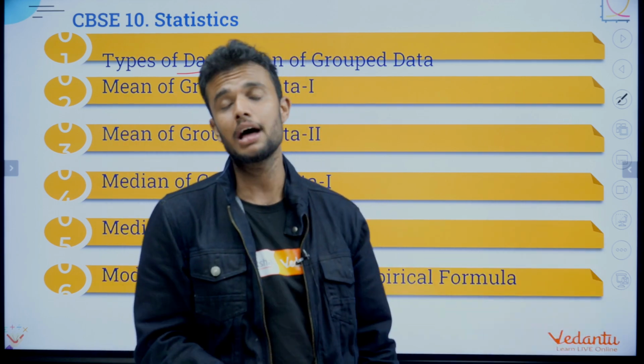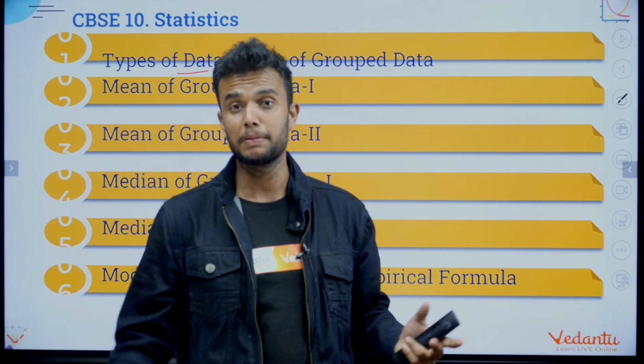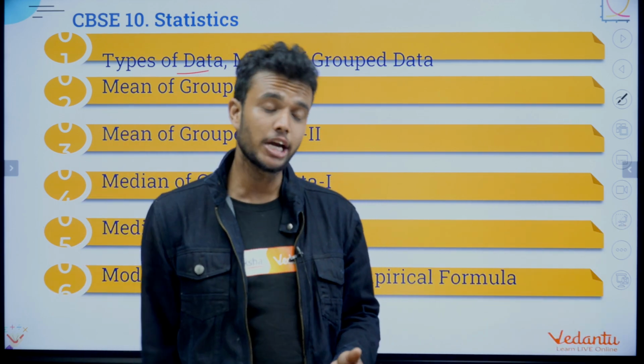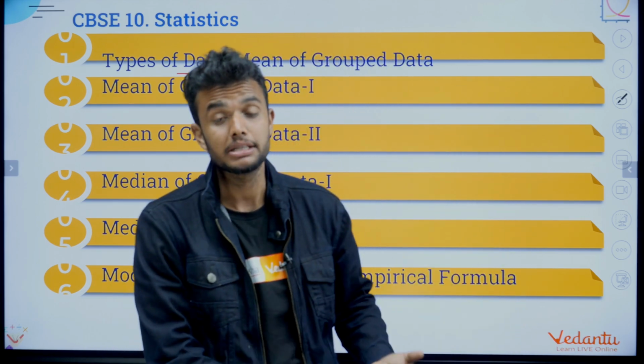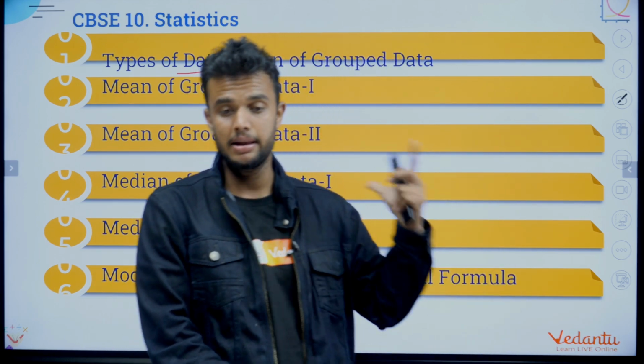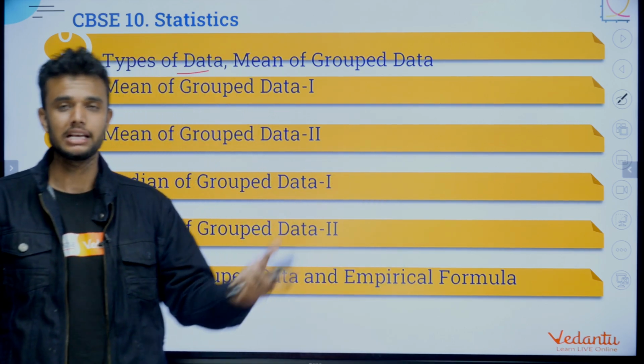For example, in the year of 2019, 100% students passed. In the year of 2021, 80% passed. How many students crossed 80%, 90%, 70%? By using statistics, we can easily find out.